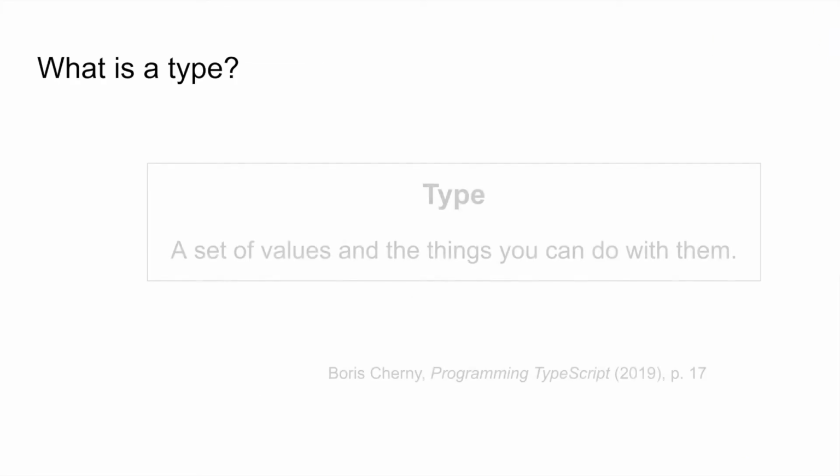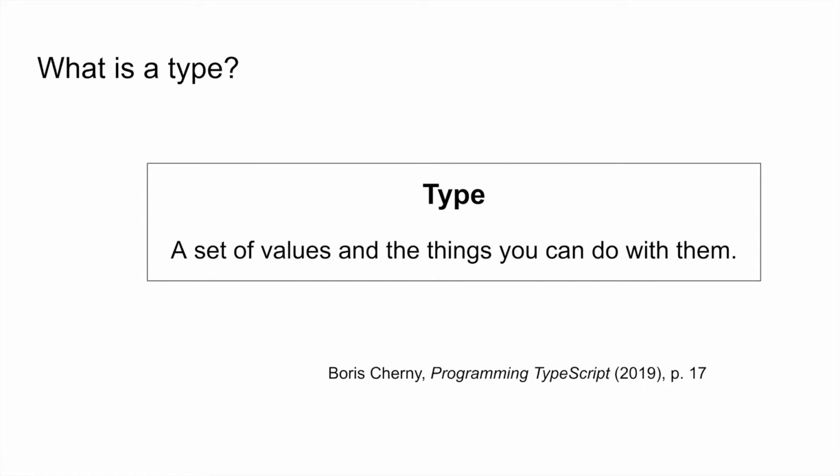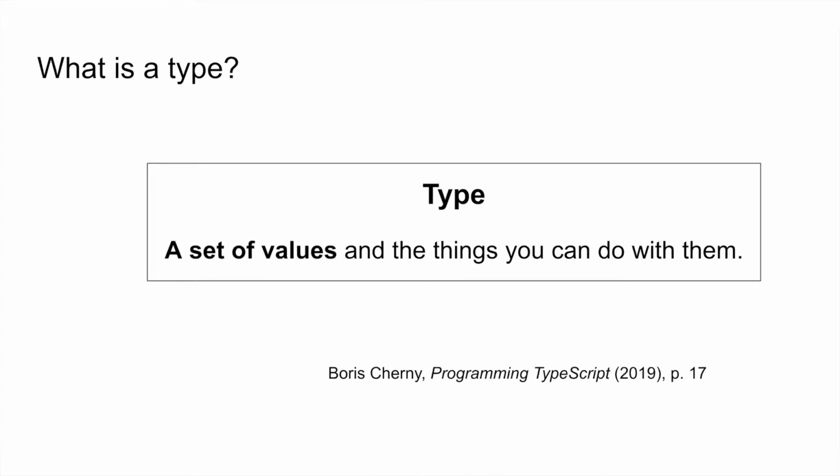So now we're ready to present a definition of a type. Here's one. This is from Boris Cherny's Programming TypeScript. He says that a type is a set of values and the things you can do with them. So in this talk, we're going to focus on the set of values. The things you can do with them part has to do with access modifiers, things like private and readonly.